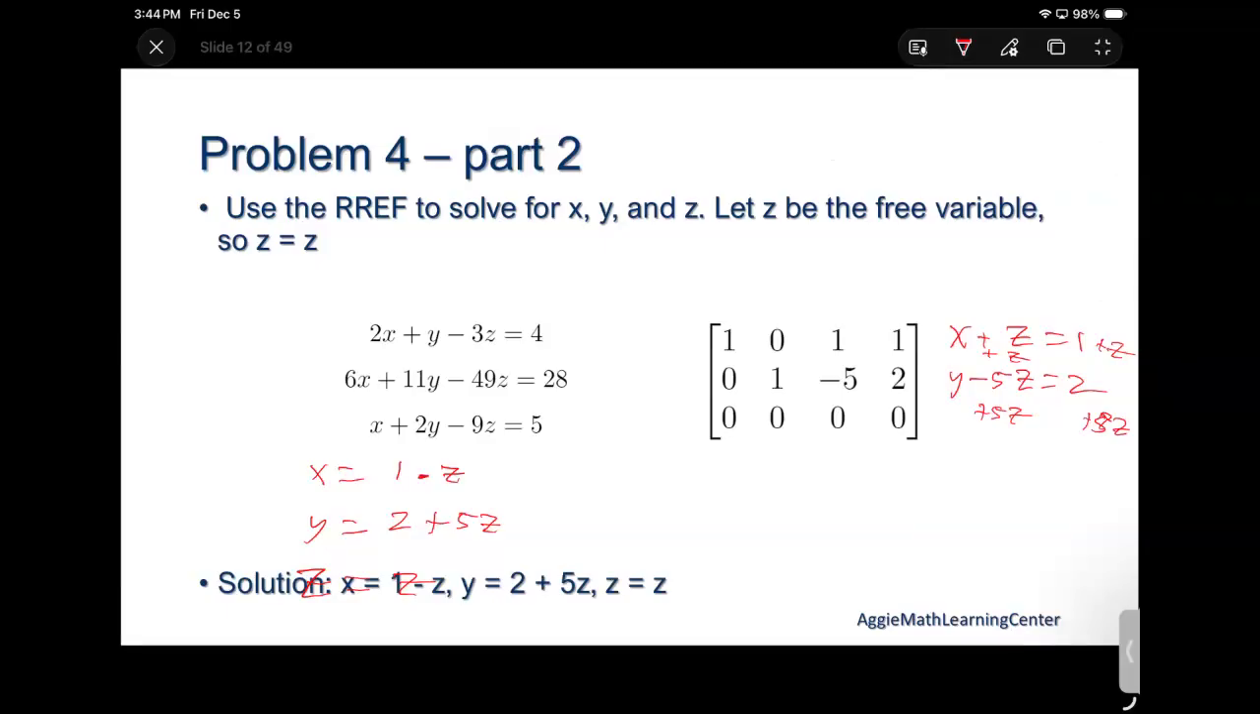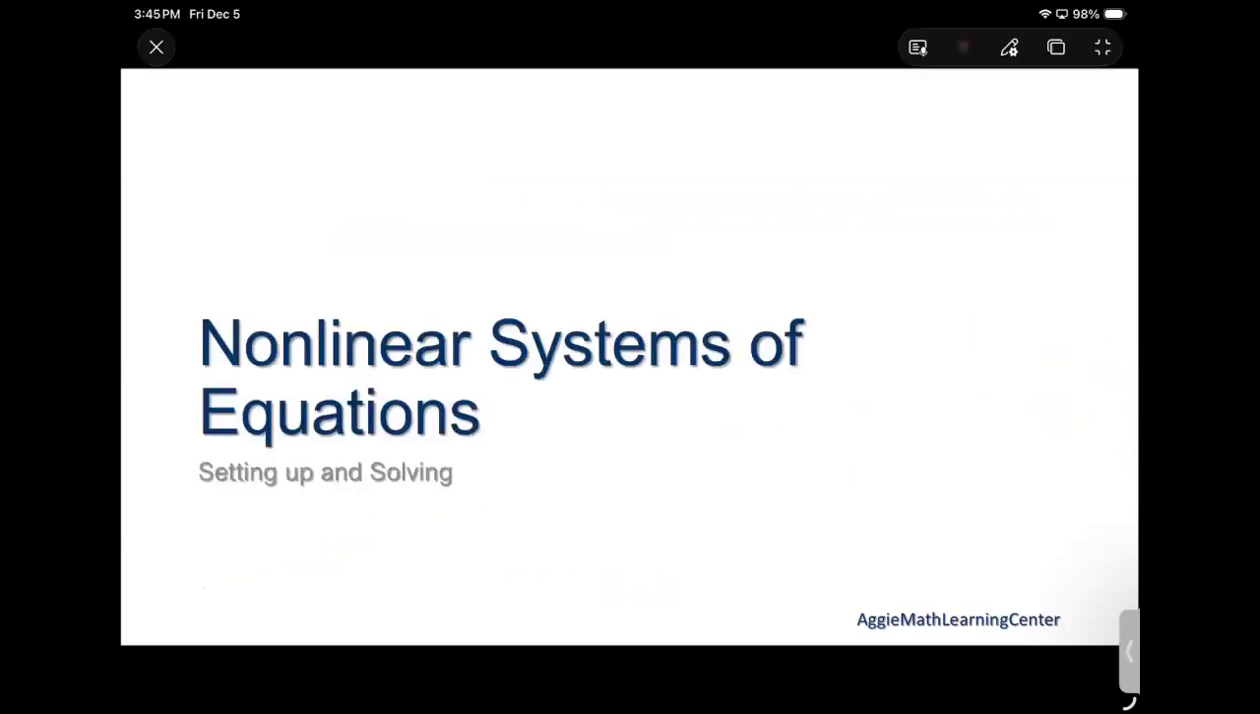Any of you have questions on solving these three different types? On the test, there are two problems that are like this. They might both be independent, they might both be dependent, inconsistent, or they might be a mixture. The test will give you this, and then you just have to solve from there. Okay. That's good.